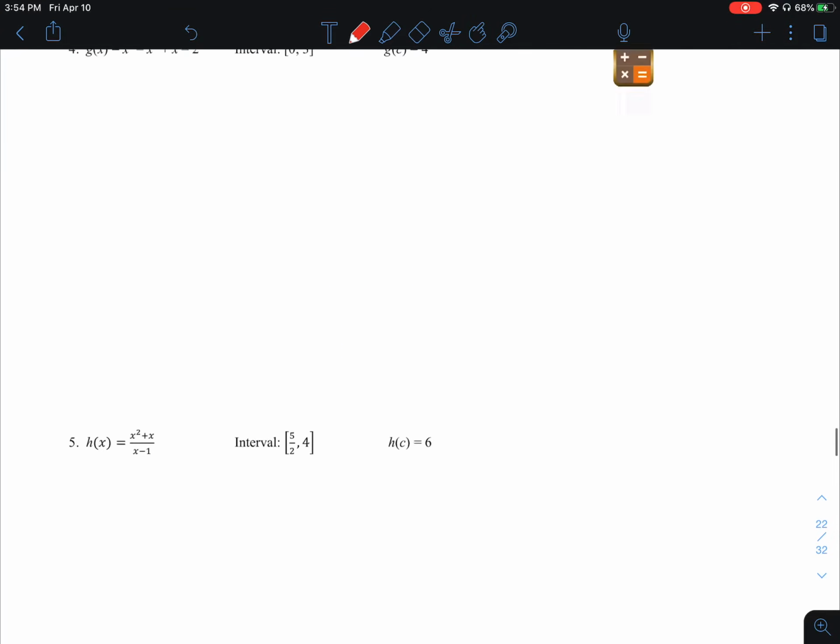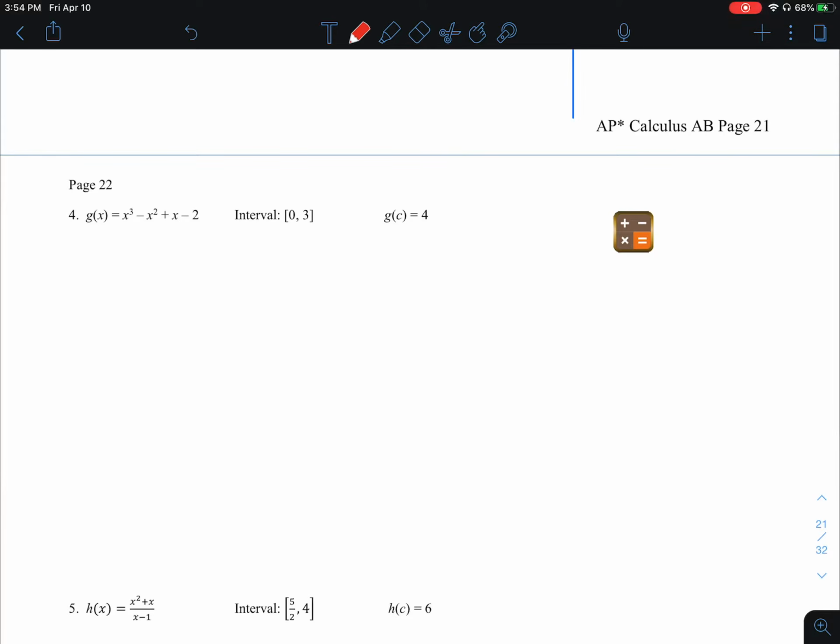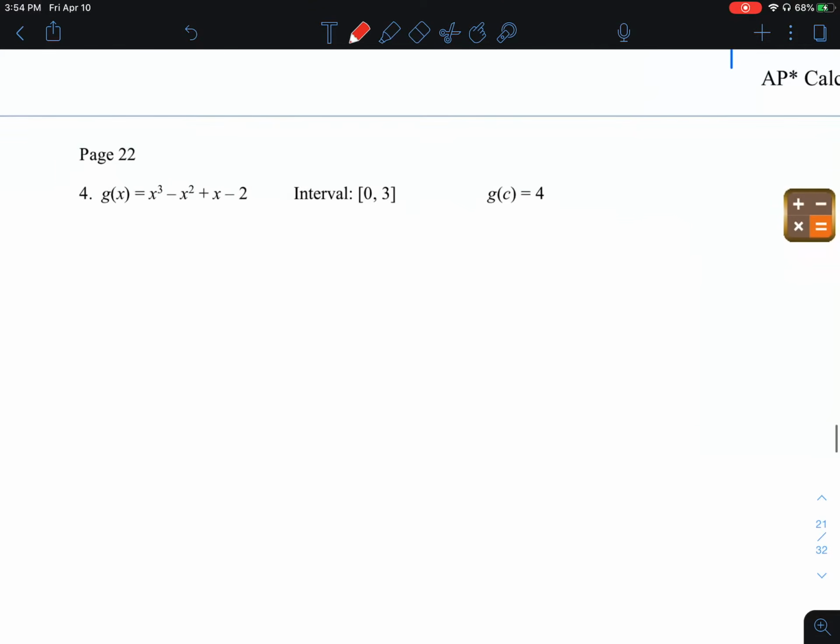Cool. Number 4, we can use a calculator for this one. And I'm going to show you the true power of using a calculator. So this is on the AP test. You were given this problem. It was in the calculator section. This is the work that you would have to do, and you will find that it's not a ton of work.